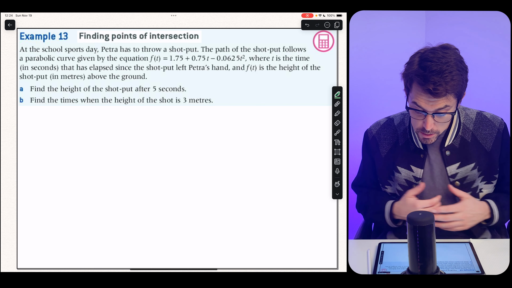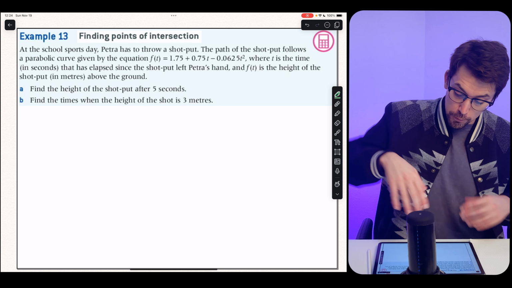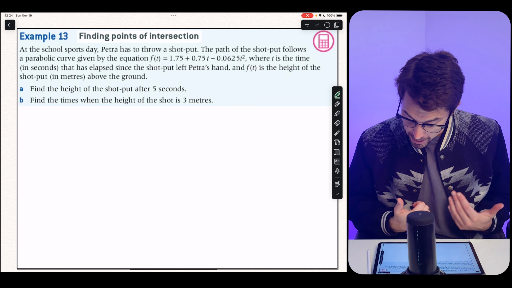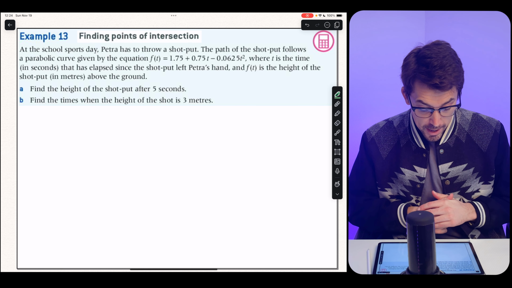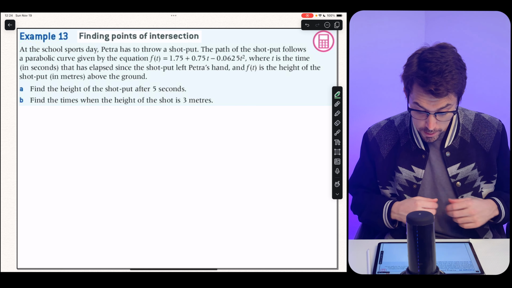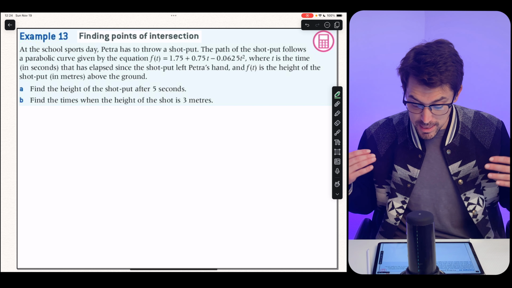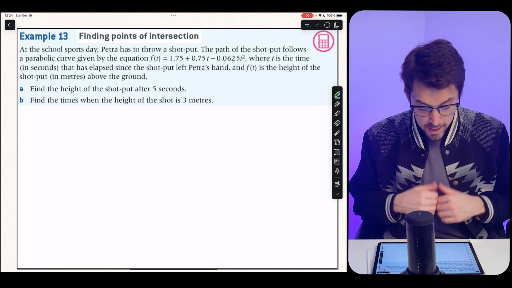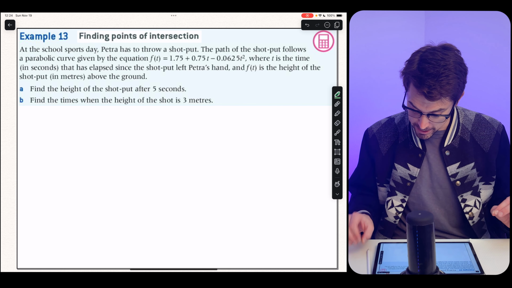So we're given a little context here at some kind of sports day. Someone has to throw a shot put, all right? And that's going to be a parabolic curve. We're lucky enough to be given the model of that. It's going to be a quadratic equation because the highest power is 2. And so we have the time, t, as our input, that has elapsed since the shot put has left the thrower's hand. And f of t is going to be the height above the ground. Now, our first task is to find the height of the shot put after 5 seconds.